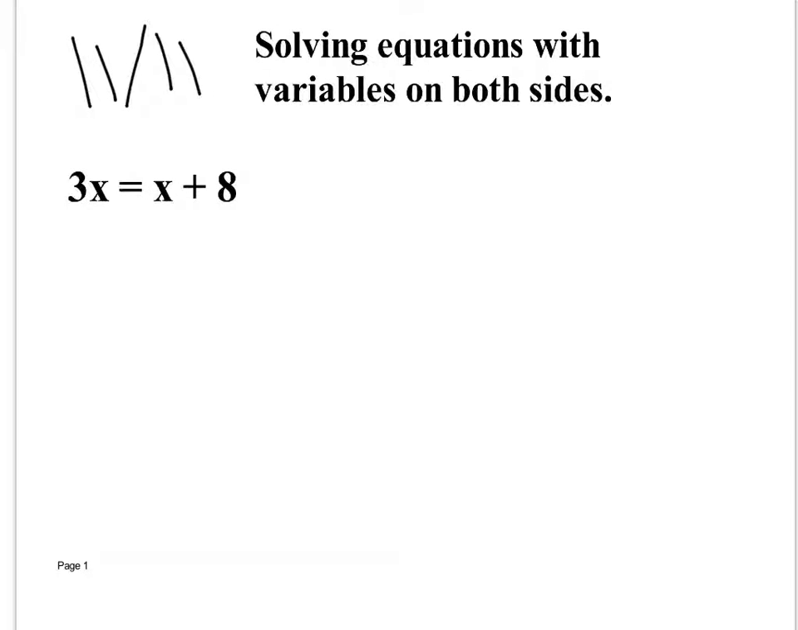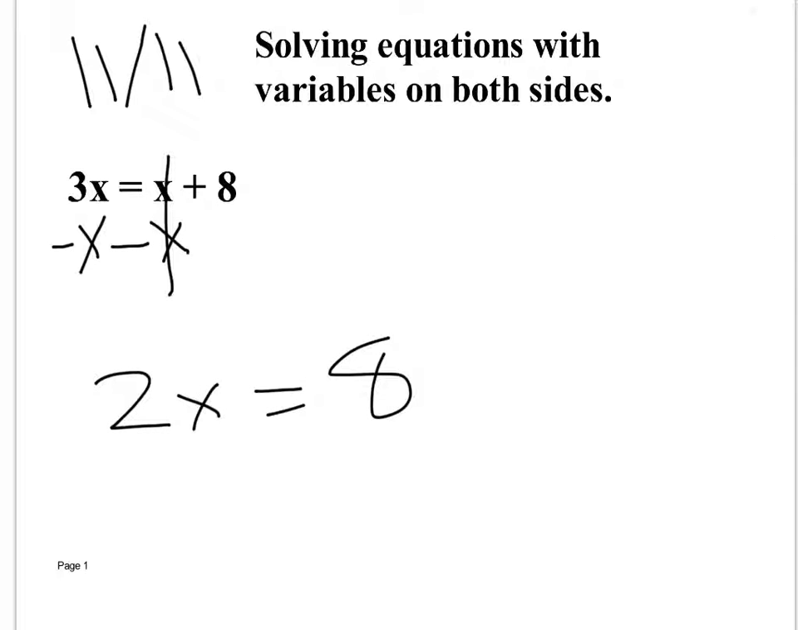Solving equations with variables on both sides. 3x equals x plus 8. We cannot solve until we have the variable on the same side. So what we do here is we subtract x to both sides. 3x minus x is 2x equals 8. Now we know how to solve this. We divide by 2 to both sides. X equals 4.